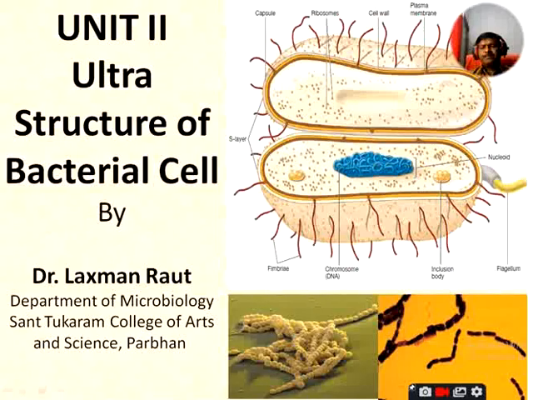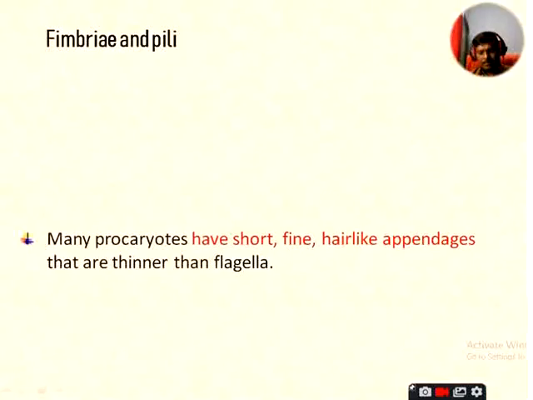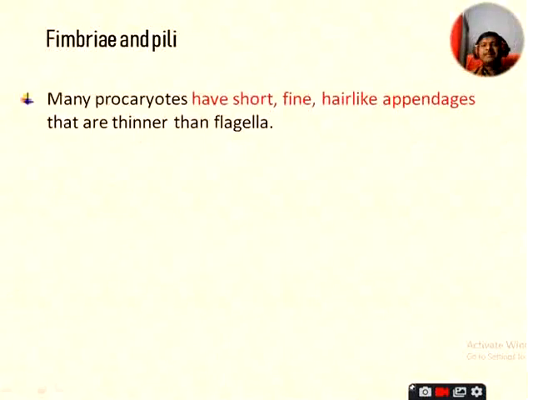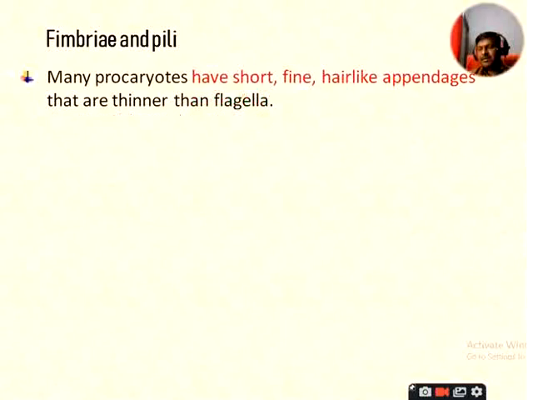Morning students, in the last session we discussed one of the most important cell organelles, the flagella, and we also studied motility. Today we have to discuss another important cell organelle, Fimbriae and Pili. Fimbriae and Pili are present on the surface of the cell as fine hair-like appendages.